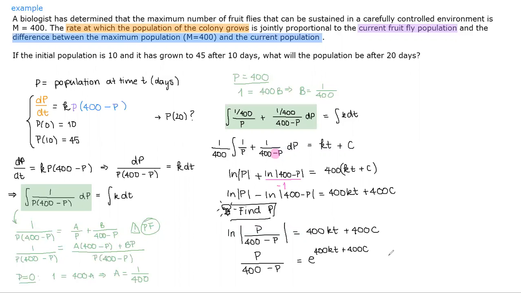And now, because I'm going to be solving for p and manipulating the term on the right over here, I'm going to try to write this in a nicer way. So I'm going to split the two exponents, and this is the same as e to the power of 400kt times e to the 400c.